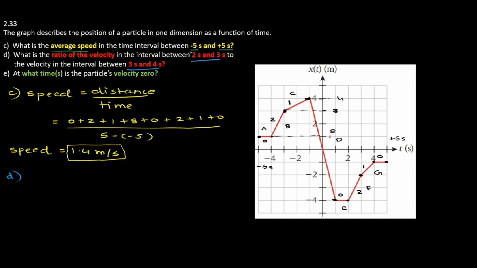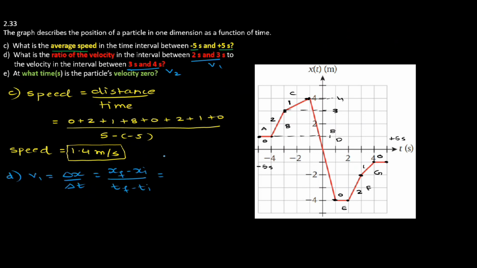So let me call the velocity between 2 seconds to 3 seconds as v1 and the velocity value between 3 seconds to 4 seconds as v2. So first we will calculate v1. We know velocity is displacement over time, and displacement you get by change in position, which is final position minus initial position, over the change in time, which is t final minus t initial.